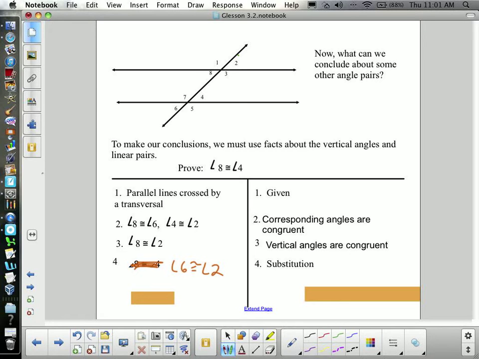Just as easily, because I could have said, since 6, yeah, we could get to 6 and 2 here, can't we? 8 is congruent to 2, 8 is congruent to 6, so 6 is congruent to 2, yes. I could do that by substitution also. And 6 and 2 would be what pair? Alternate exterior, not alternative, but alternate.